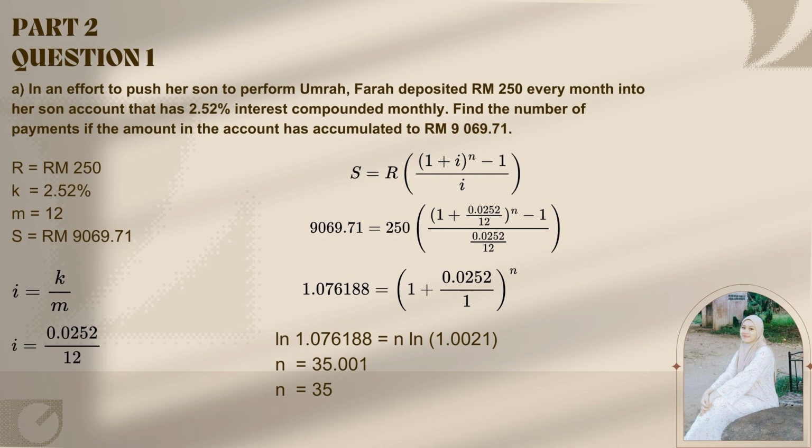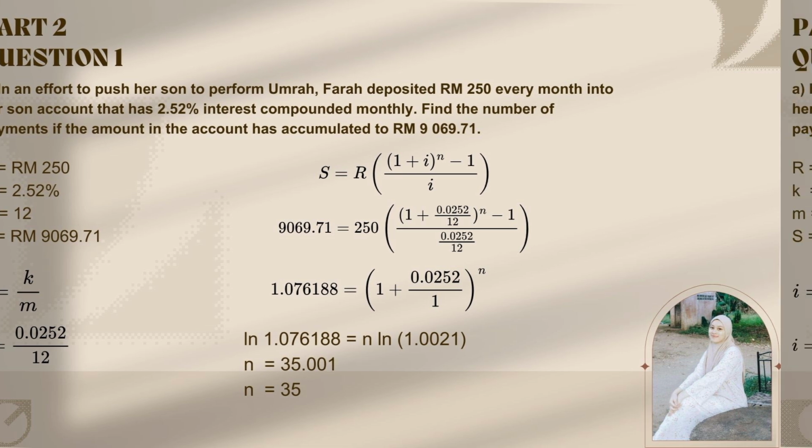First of all, put out the information of R, K, M, and S. Then calculate the value of I, that is K per M. Then use the future value formula, which is S is equal to R bracket (1 plus I) to the power of N minus 1, per I. Then substitute the values of the constants. After substituting, we need to use ln to make N the subject, as we want to find the number of payments. Lastly, we got N equal to 35.